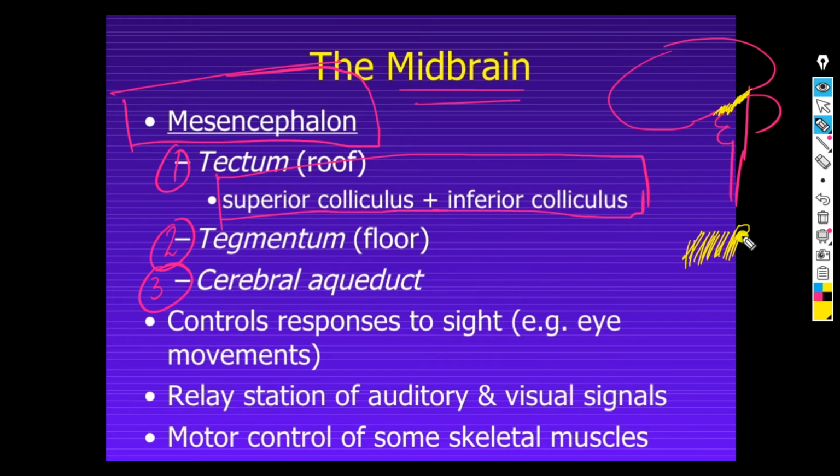So this small yellow portion is the midbrain. It has the superior colliculus and the inferior colliculus located in it. The superior colliculus is for visual reflex and the inferior colliculus is for auditory reflex.